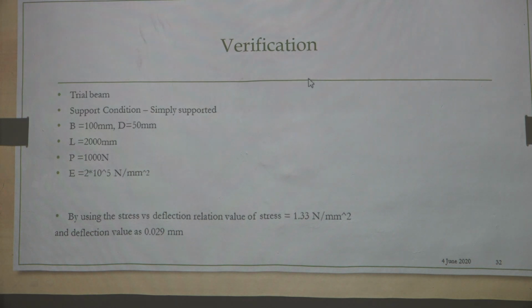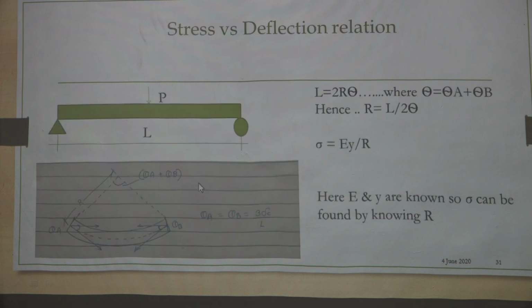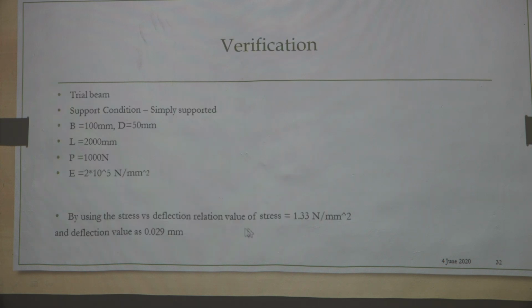So, verification. The same thing we have verified in the software, which I will explain in a few minutes. We have considered a simply supported beam of size 100 by 50, the length of the beam is 2000 millimeter, the central point load is 100 kilonewton, and it has a modulus of elasticity of 2 into 10 to the power 5, meaning it is made of steel. By using these formulas, we can compute the maximum deflection and the maximum value of stress.